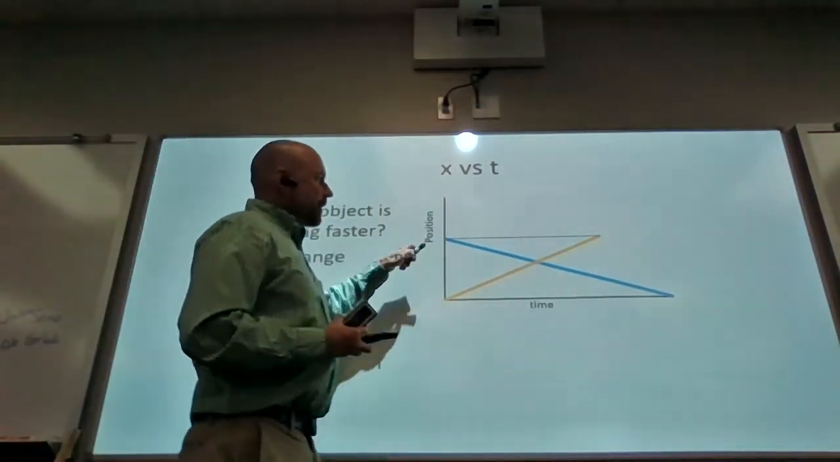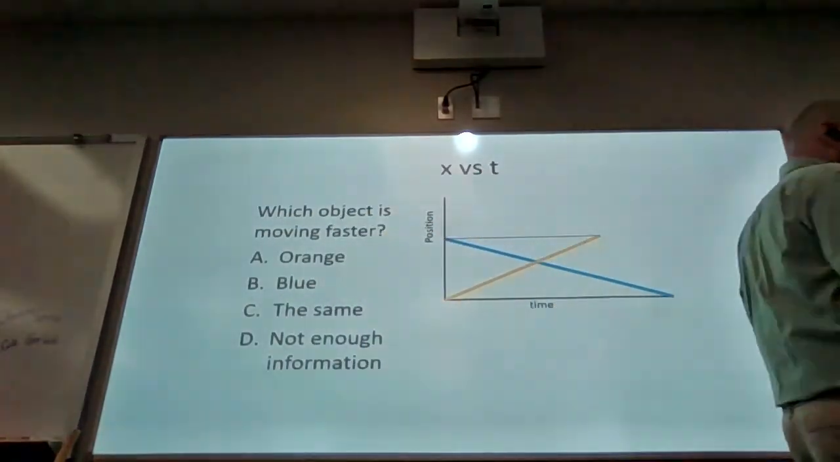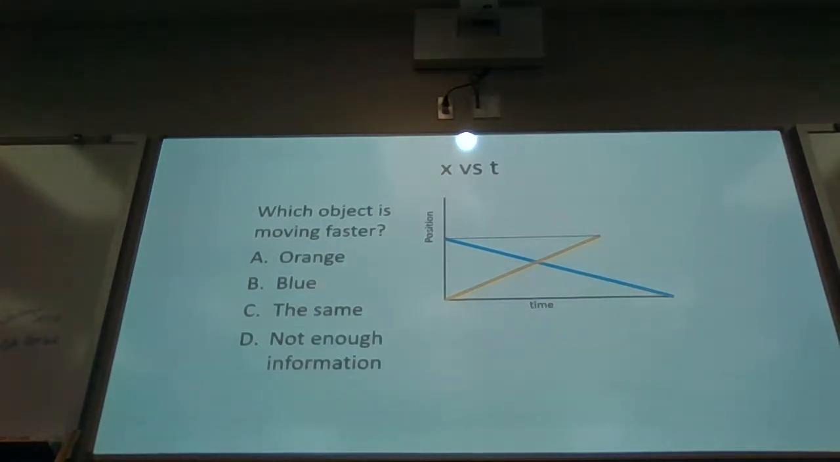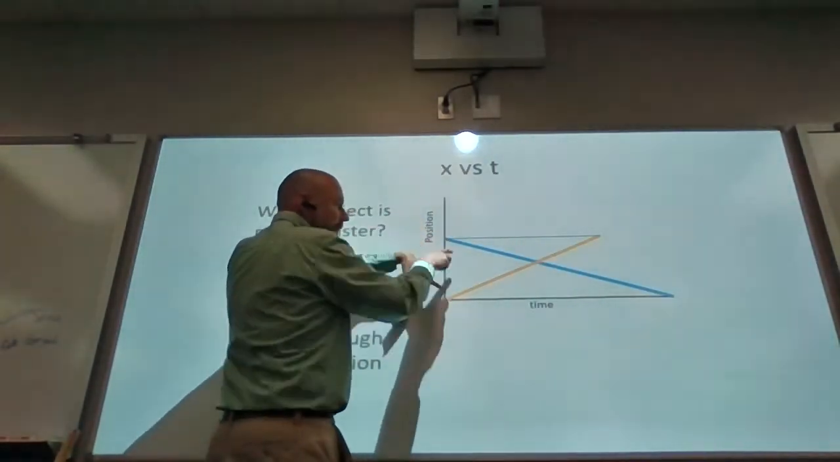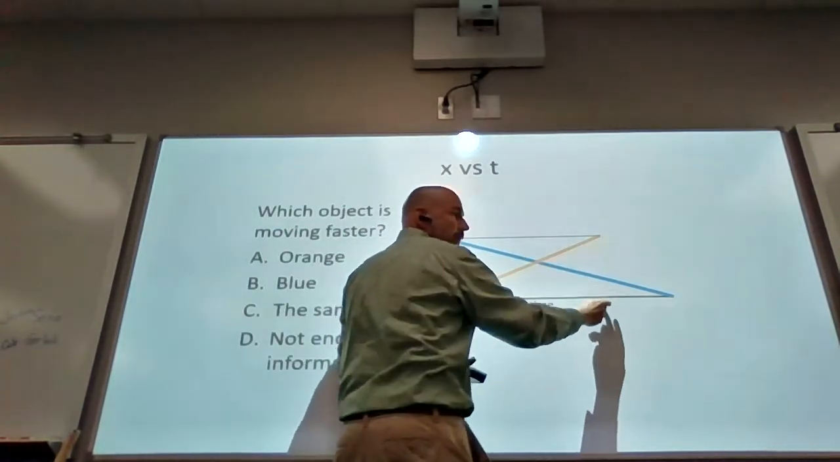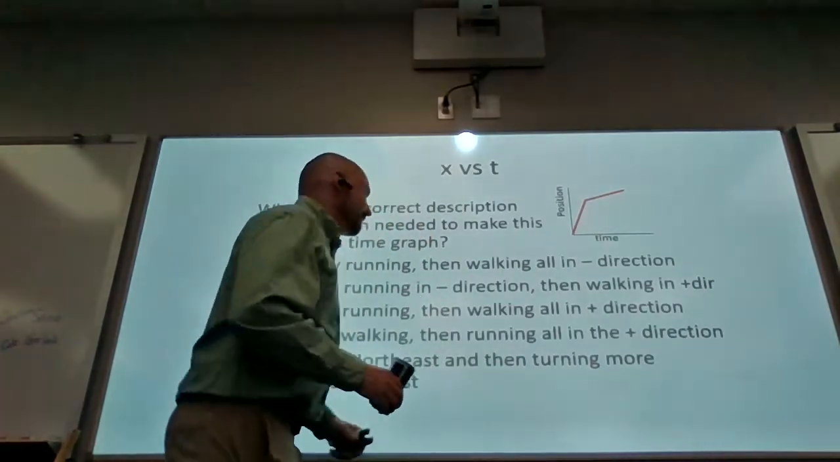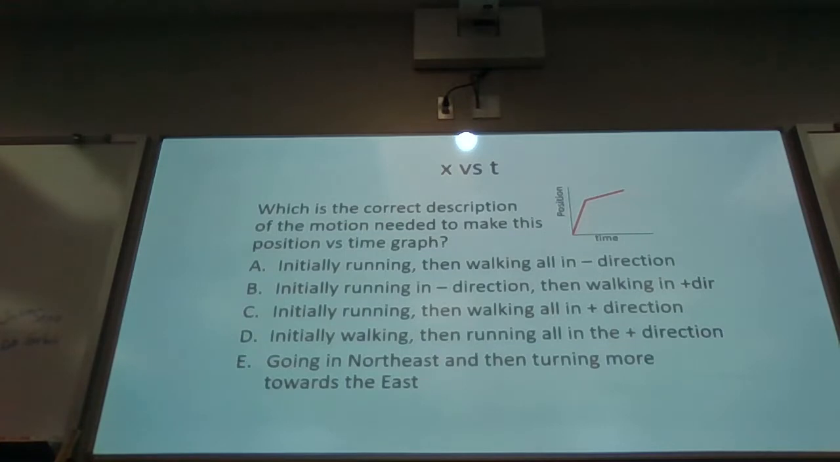This dotted line is just a placeholder, just to compare and contrast. Which one's going faster? Pause. Correct answer is orange is going faster. They're just trading positions on the football field. The orange just did this in less time, therefore it's going faster. There you all go.